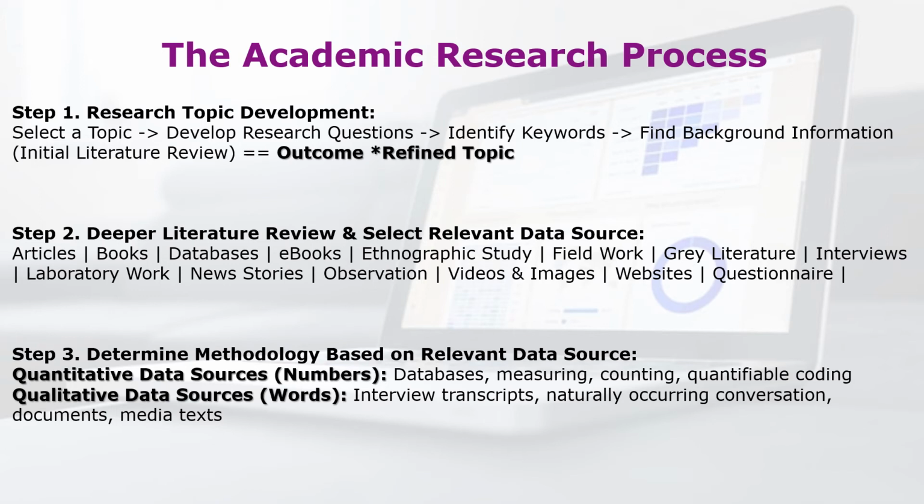Okay, now, when you've done this, the second step is what I like to call a deeper literature review, and you want to select relevant data sources. So what am I talking about? At this point, you want to start to say, okay, if I do go and do this research, can I get data to actually answer my research question? So my research question is, I want to study prostate cancer for men between 33 to 34. Okay, can I get access to those kind of men? What kind of database would I have to get into? What kind of reading around this topic will I have to do? So you might have to start thinking, okay, can I get access to articles, to books, to databases, to ebooks? Will I have to do an ethnographic study?